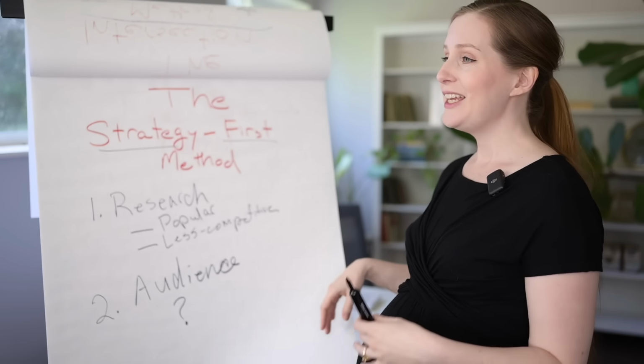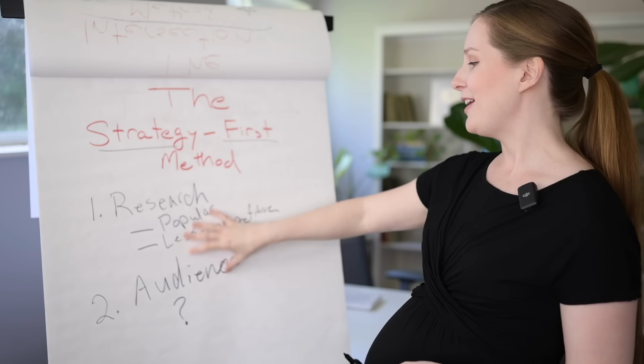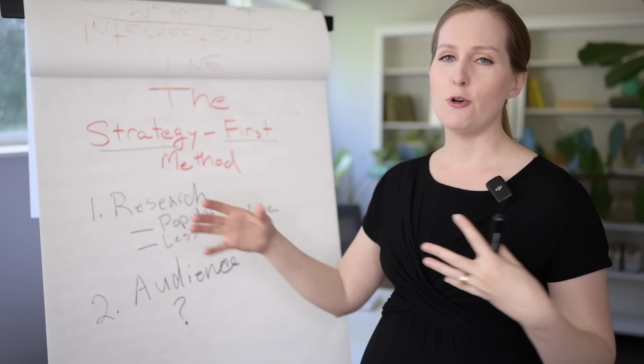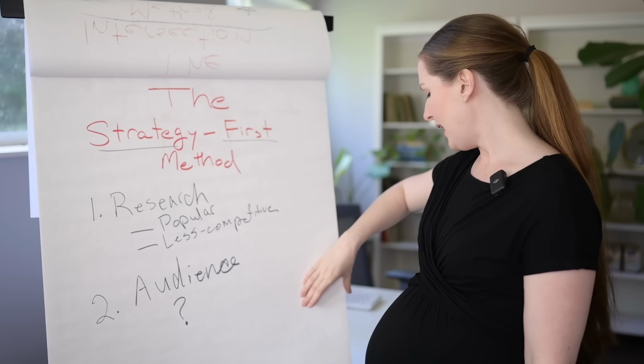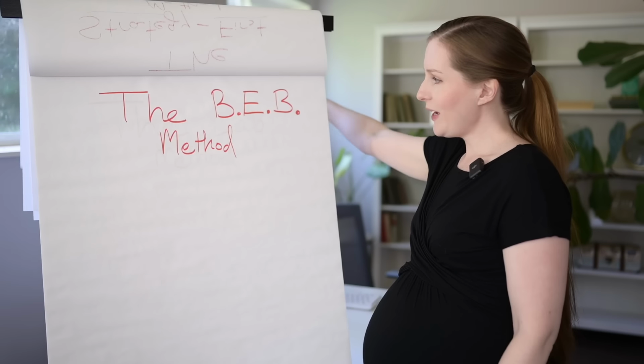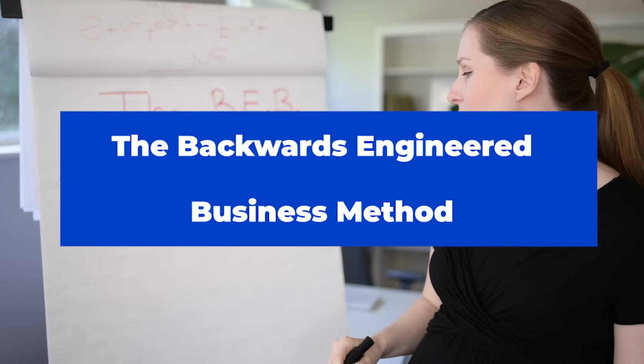Most of them involve first brainstorming different ideas that you're interested in, and then doing some sort of research, and then there might be other steps too. It's more that the focus for each one is different, and what you ultimately make the decision on might be a bit different. Okay, so next we've got the backwards engineered business method, or the BEB method.